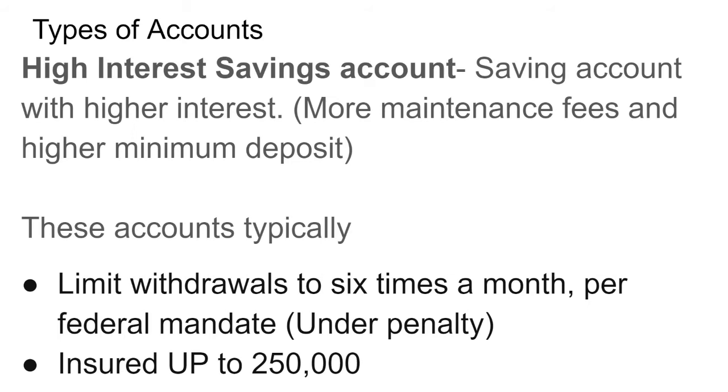The next type of account is a type of savings account, but it's a high interest savings account. Now the only difference here is that it has higher interest, and it typically requires a higher minimum deposit. So not necessarily 0, but maybe $100, maybe $200, maybe $1,000. There are more maintenance fees, but there's also a higher interest rate, usually significantly higher. So when you get more money, you might want to transition to a higher interest savings account. And again, still limited to 6 withdrawals per month and still insured up to $250,000.